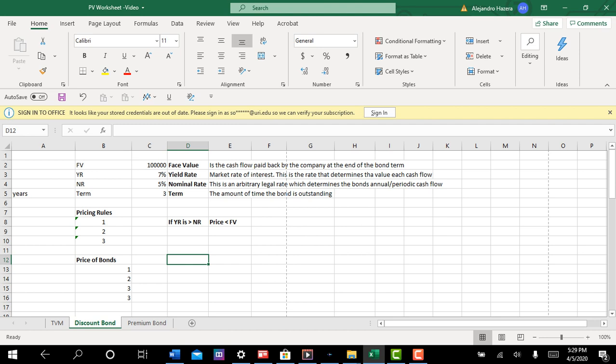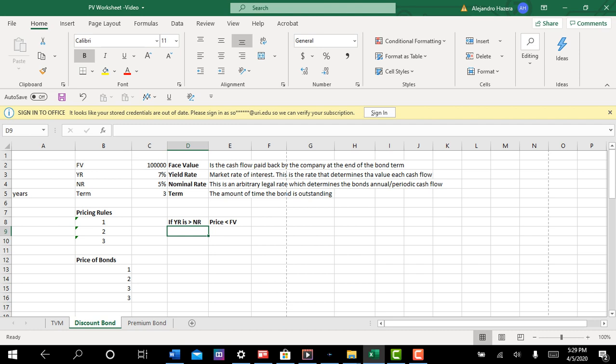Now, different companies are going to get different amounts. If you're a risky company, the market is going to demand a high yield rate, which is 7%, higher than the nominal rate. And that means they're actually going to give you less for the bond. It's like a punishment. You ask for $100,000 here, but if your yield rate is higher than the nominal rate, that means you're a big risk, and the market is going to give you less for the bond than you otherwise would ask.